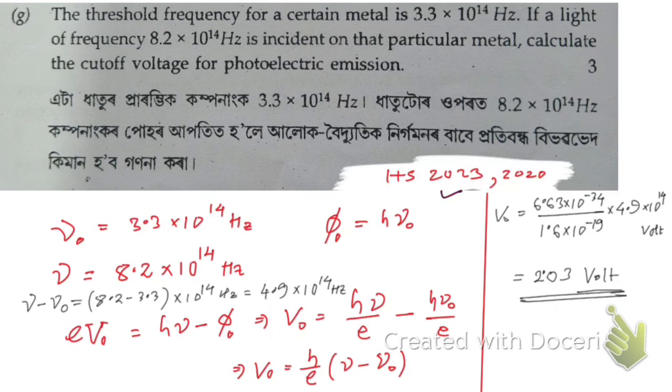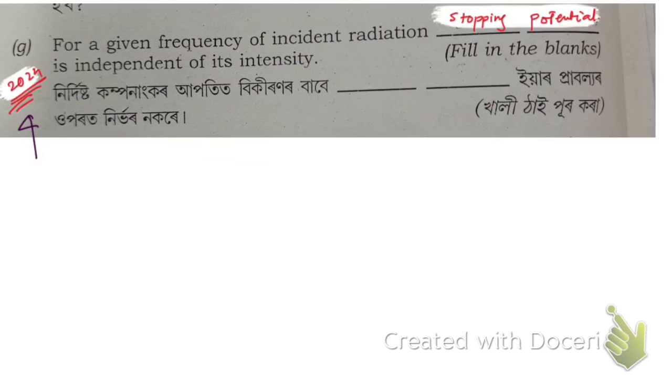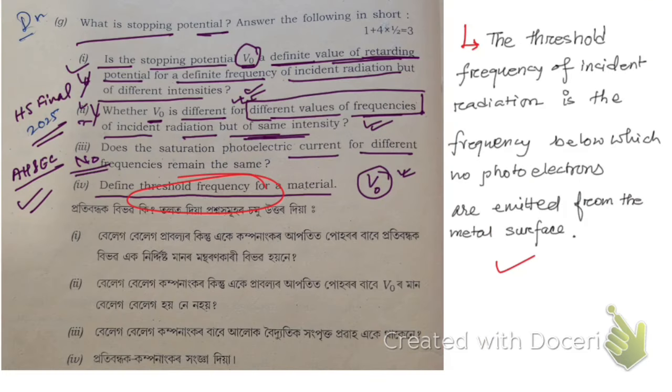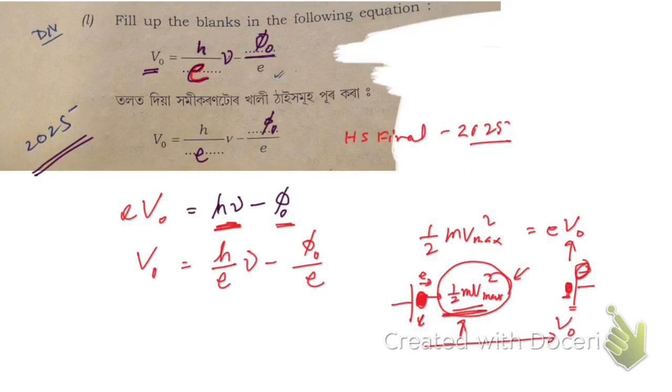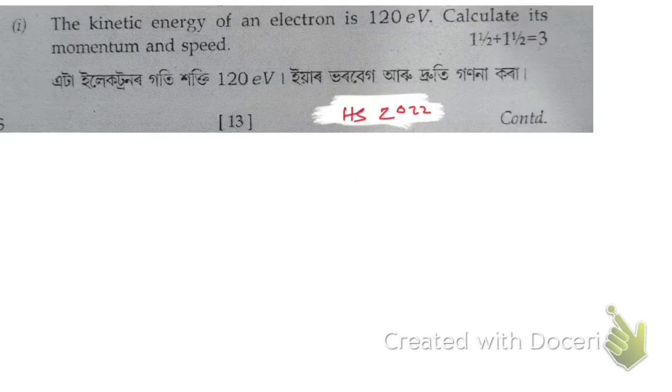This was asked in 2023 and 2020 also. This was repeated. Before I take the next question, let me show you the questions again. This one was asked in 2023, and this question was asked in 2024. And this one was asked in 2025, this one also 2025, this one also asked in 2025, right? So now let me take the next question.